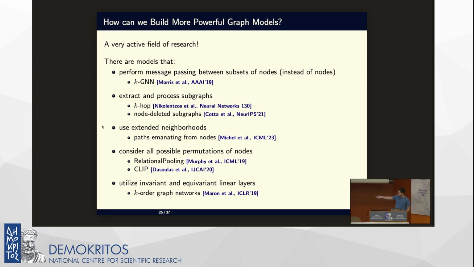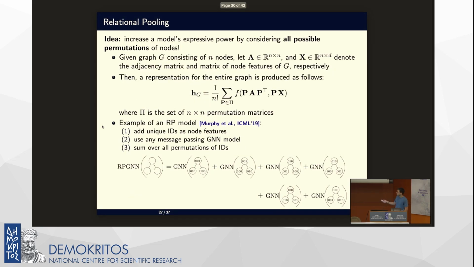And another approach is to utilize invariant and equivariant linear layers. I will just briefly discuss two of those directions. Perhaps the simplest approach to create more powerful nodes is to consider all possible permutations of nodes. There is a model called relational pooling that is built on this idea, and you see here how the graph representations are produced. The idea is that we assign unique identifiers to the nodes, and then we consider all permutations of those identifiers.